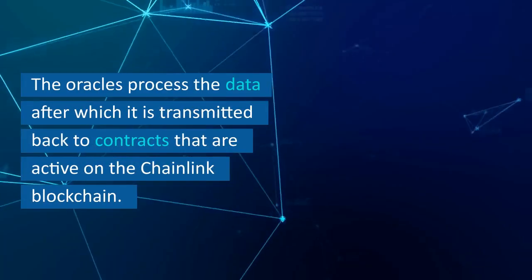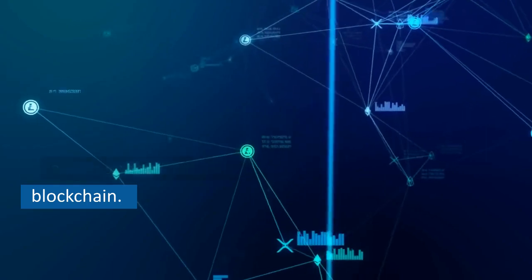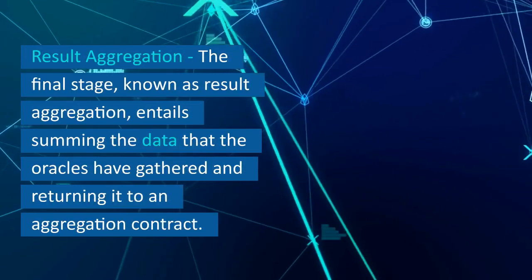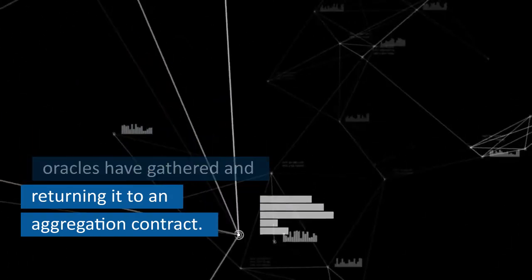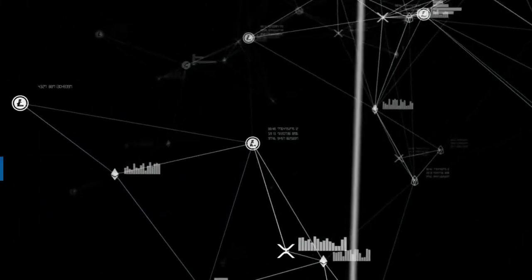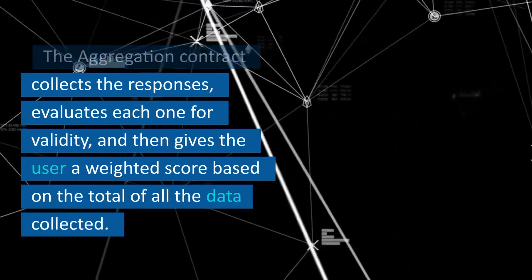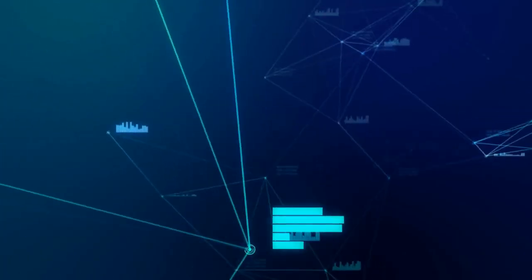Data reporting is the process by which the oracles communicate with outside sources to receive the actual data specified in the SLA. The oracles process the data, after which it is transmitted back to contracts that are active on the Chainlink blockchain. Result aggregation: The final stage, known as result aggregation, entails summing the data that the oracles have gathered and returning it to an aggregation contract. The aggregation contract collects the responses, evaluates each one for validity, and then gives the user a weighted score based on the total of all the data collected.